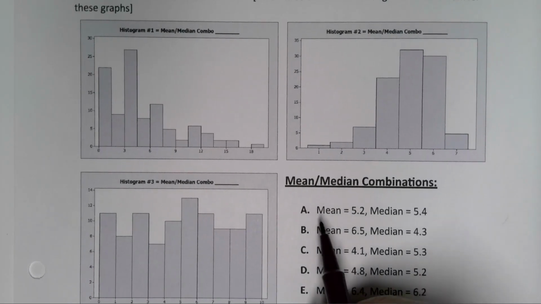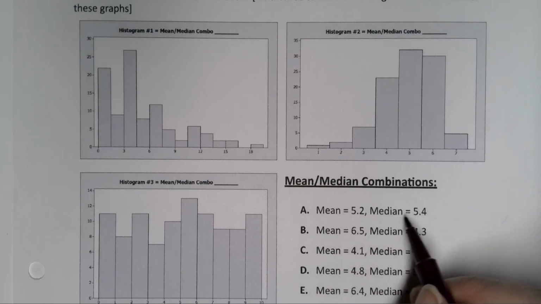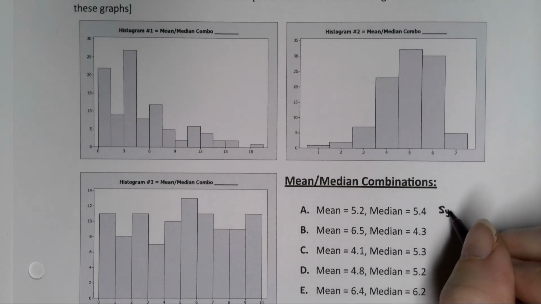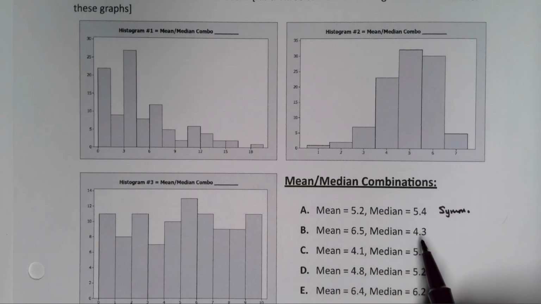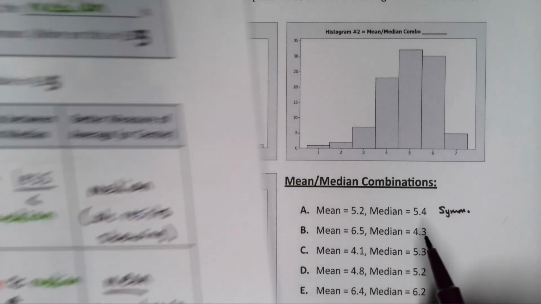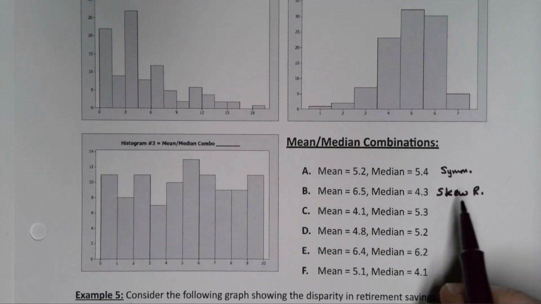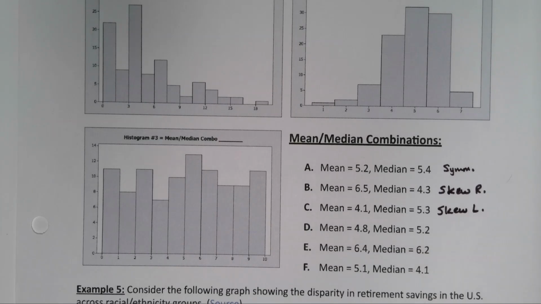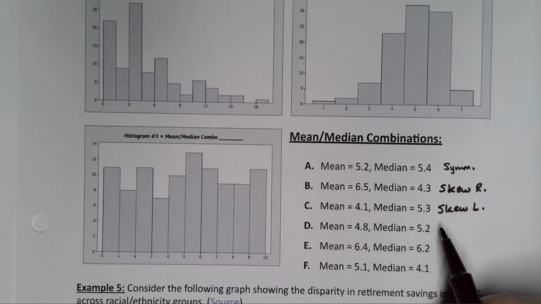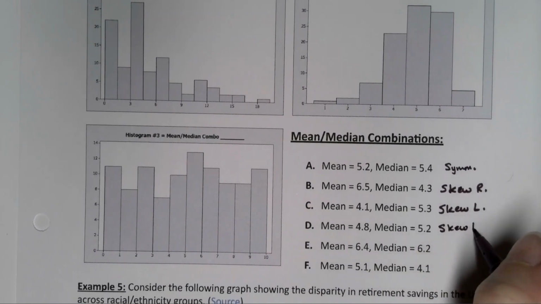Okay, so let's take a moment and look at these two. So if we look at these two, 5.2 and 5.4, those numbers are pretty close together. So my guess is that would be a symmetric graph. 6.5 for the mean, 4.3 for the median. If the mean is bigger than the median, right, then it's skewed right. So this one is a skewed right situation. If the mean is less than the median, that's a skewed left situation. All right. Again, this one's probably skewed left. They're a bit closer, but skewed left.